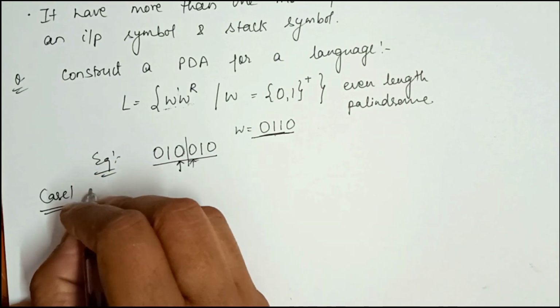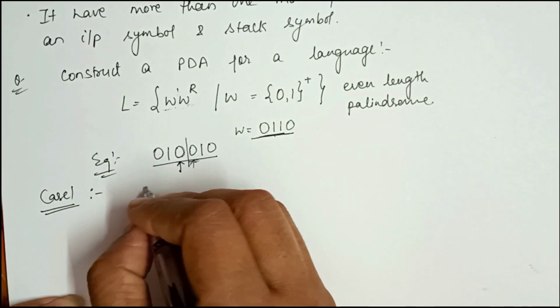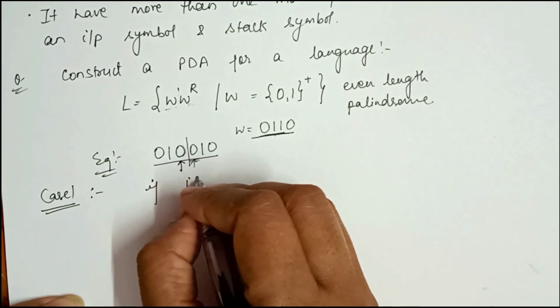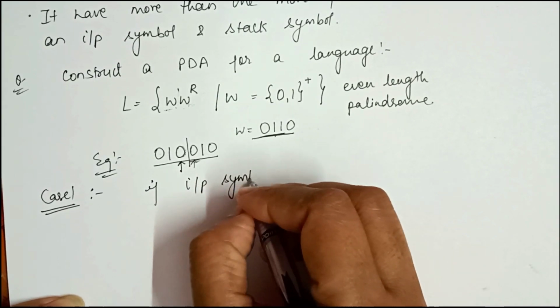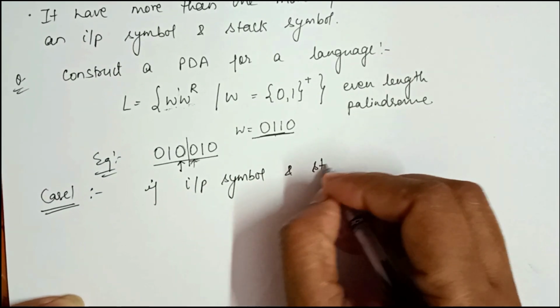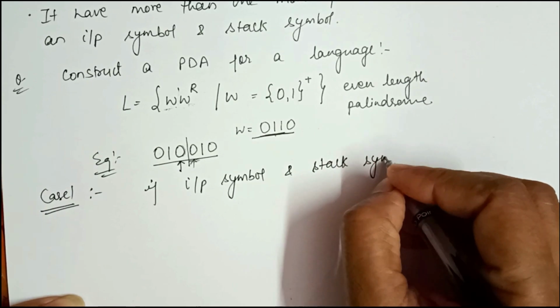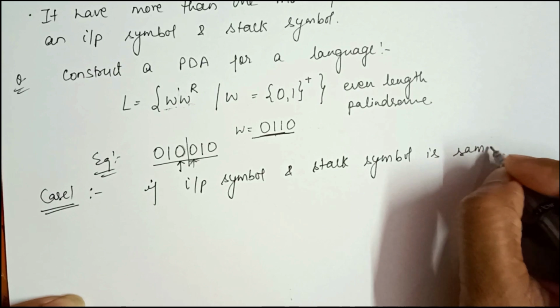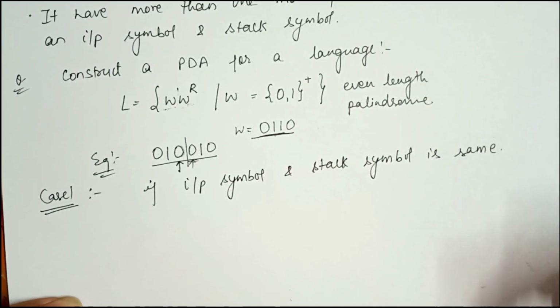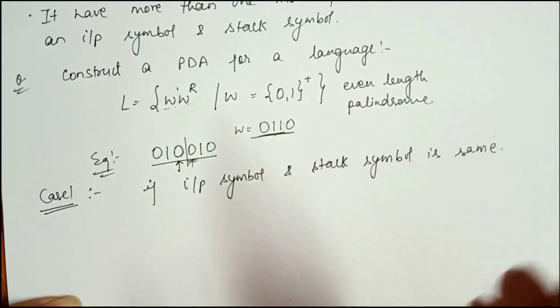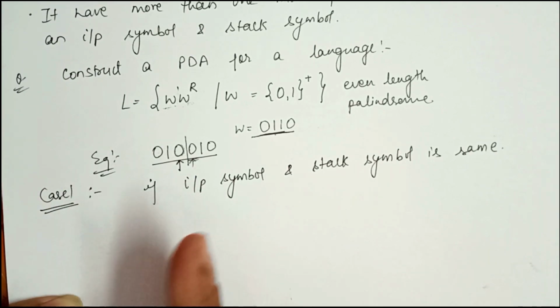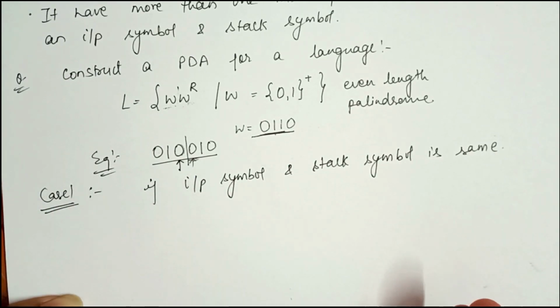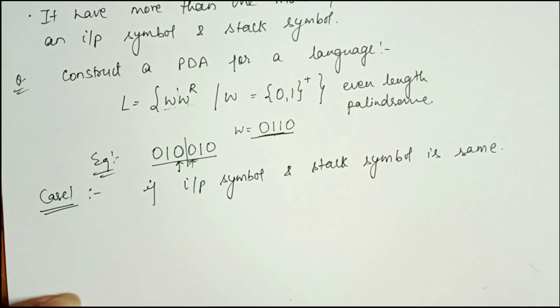Suppose in case 1 we take that if the input symbol and the stack symbol are the same, then we may guess that we found the middle part, or the point from where the reverse of the string starts. But it cannot always be confirmed; it is only possible.